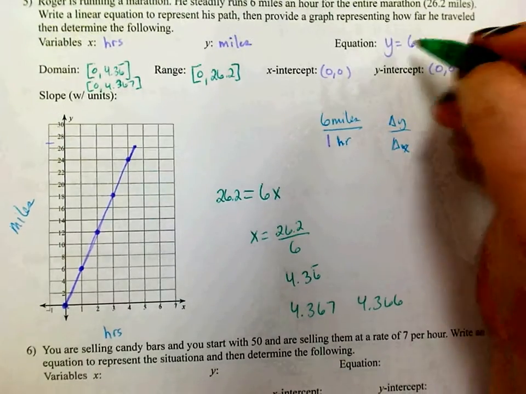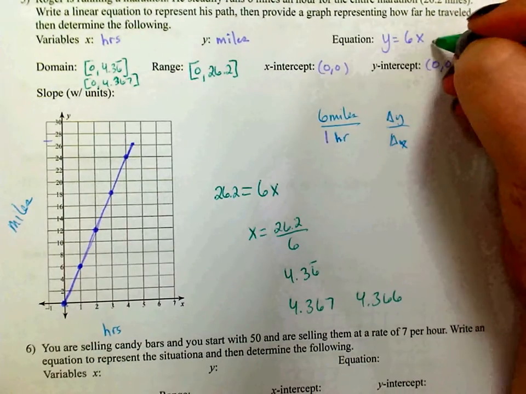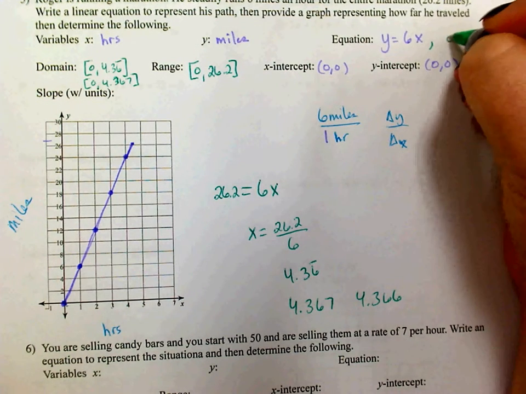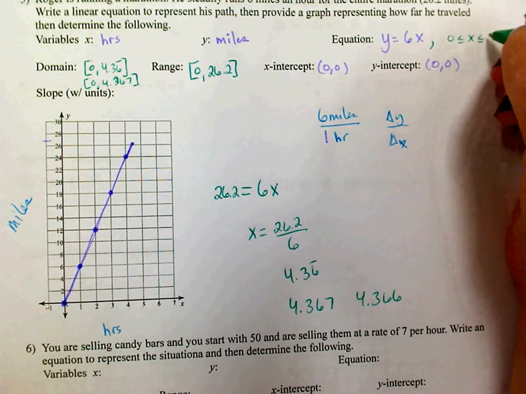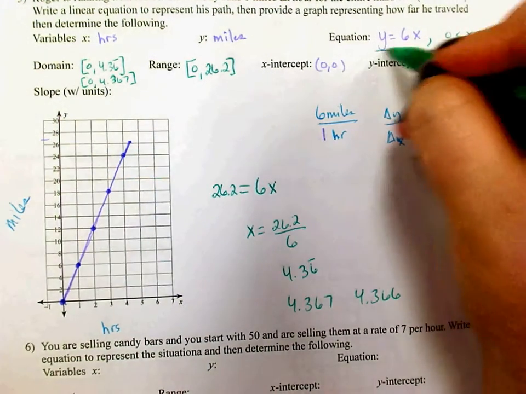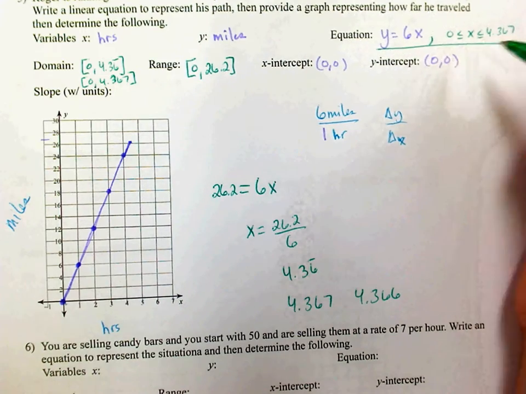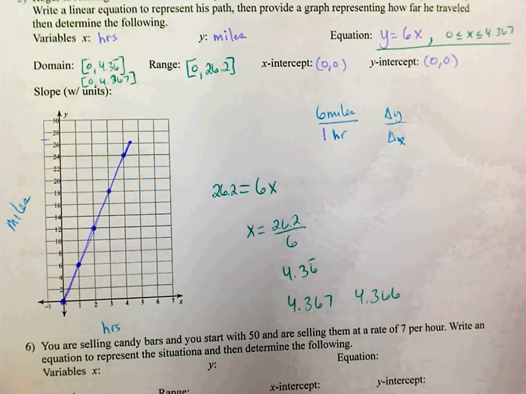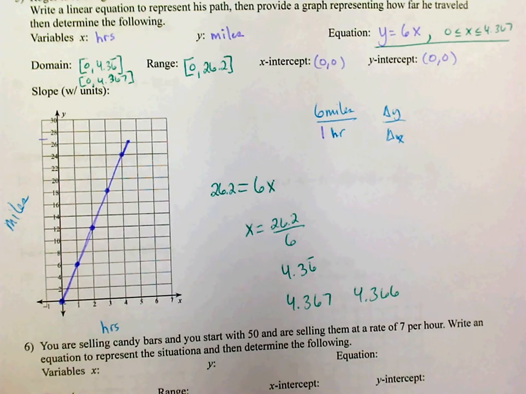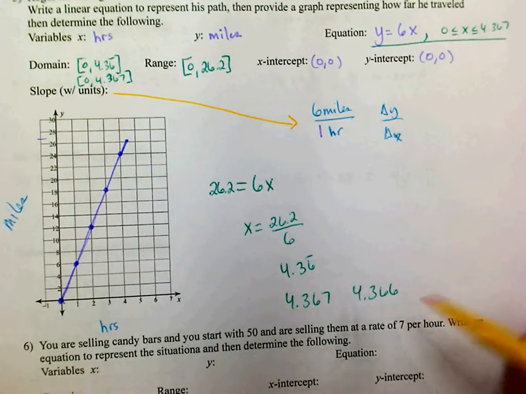So I would put a comma, 0 less than or equal to x less than or equal to 4.367. And that, you're defining the equation as having that constraint. It's this equation, but only for that amount of time. Okay? And slope with units, we already talked about that. It was 6 miles per 1 hour. Okay? And there you go. So in this case, do not draw arrows. You got to stop.